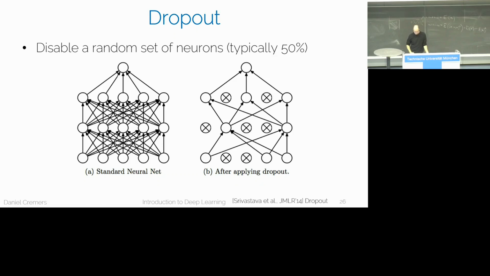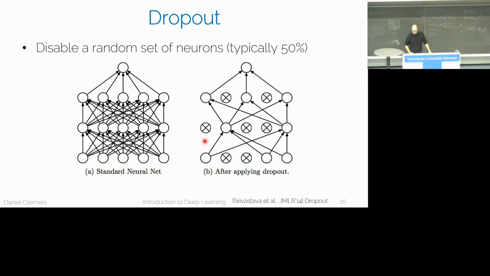This is your standard neural network. So this is your network that you consider, and you see there's a lot of weights between all the neurons. And then you randomly disable a set of neurons, a certain percentage. Let's say 50%, that's what's typically done. 50% of neurons I just kill. These are the ones marked with crosses, right?